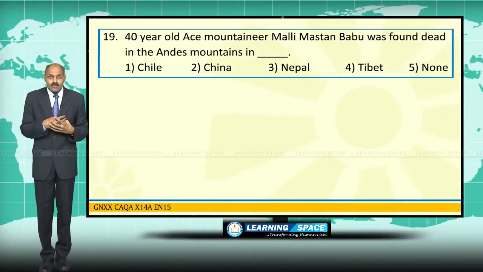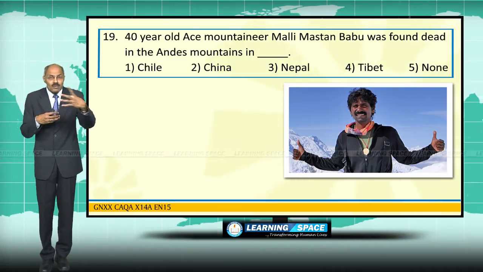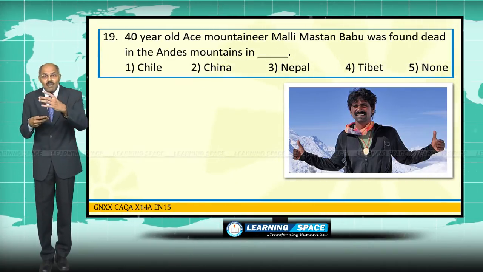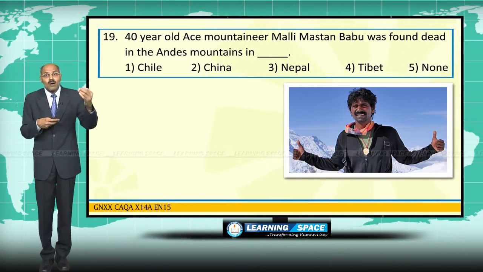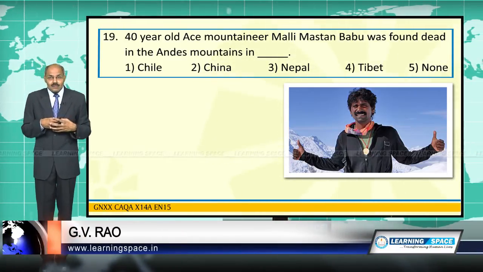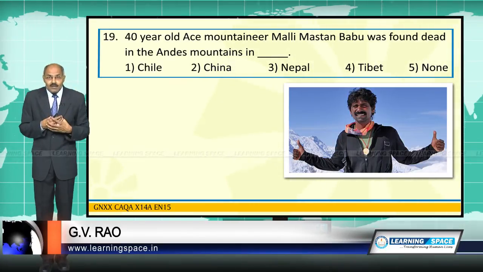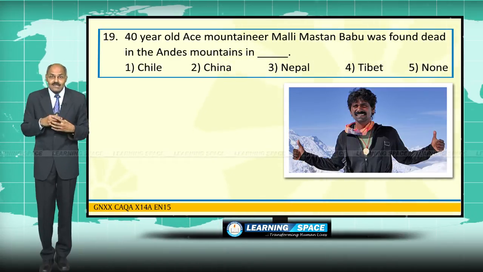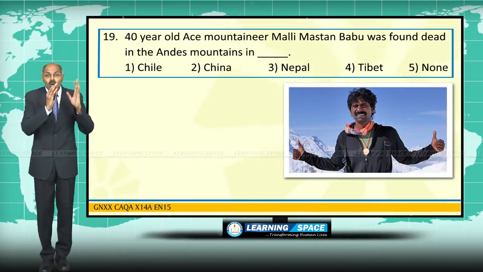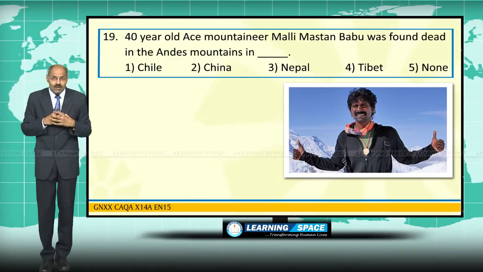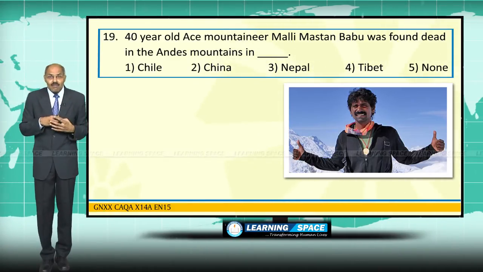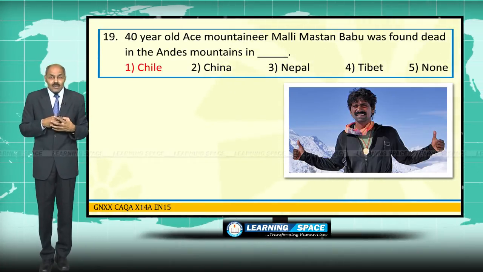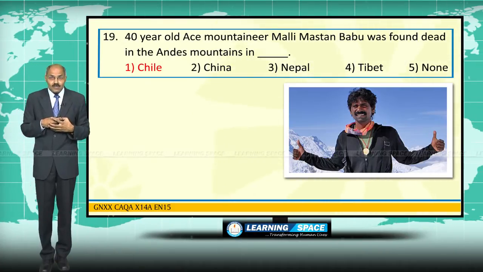The body of 40-year-old mountaineer Malli Mastan Babu was found in the Andes Mountains in Chile. Highly educated, Malli Mastan Babu, a postgraduate from IIT Kharagpur, left his software job and took up mountaineering as a hobby. In the year 2006, he entered the Guinness Book of Records for scaling all 7 peaks in 7 different continents in 172 days. Recently, when he was on a mountaineering trip in the Andes Mountains in Chile, because of inclement weather, unfortunately, he lost his life. He is from Andhra Pradesh, right?